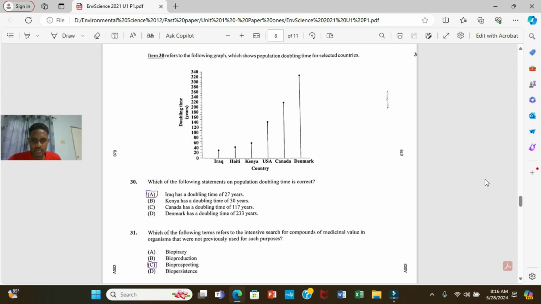30. Which of the following statements of population doubling time is correct? And the answer is A, Iraq has a doubling time of 27 years. 31. Which of the following refers to the intensive search for compounds of medical value in organisms that were not previously used for such purposes? The answer is C, bioprospecting.